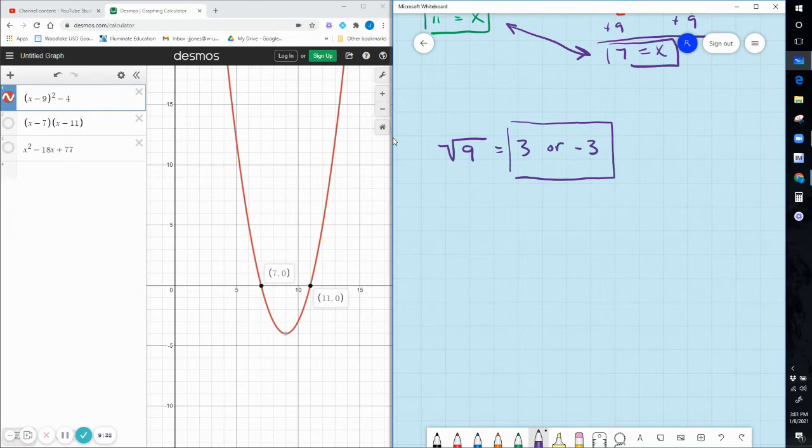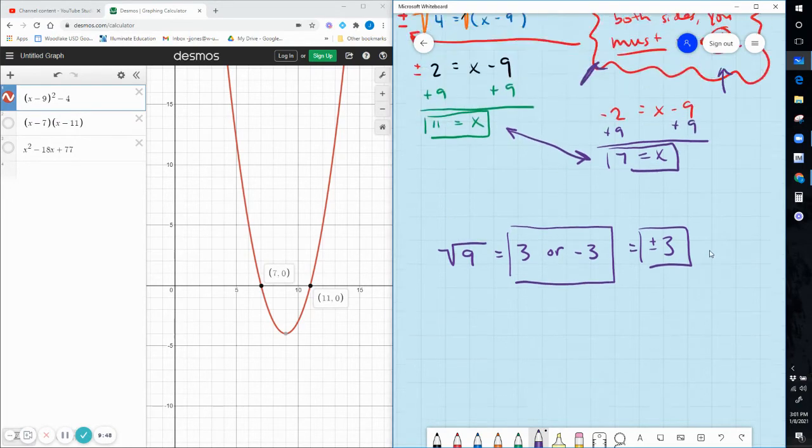And that's why you have to do plus or minus. So the square root of 9 actually equals plus or minus 3. Okay, it doesn't actually equal 3. It actually equals positive or negative 3. So that's why that works the way it does.